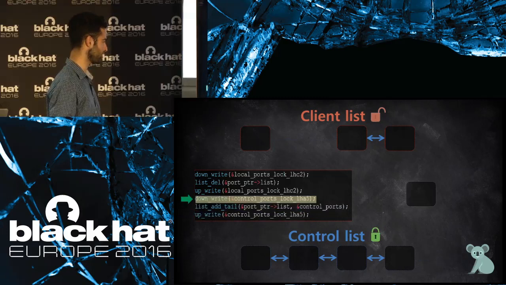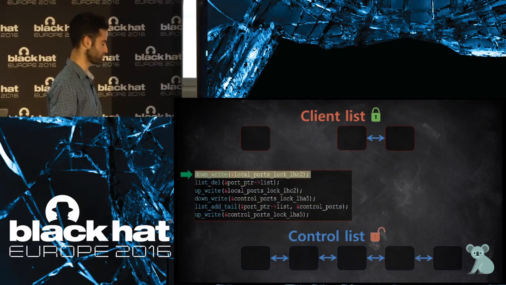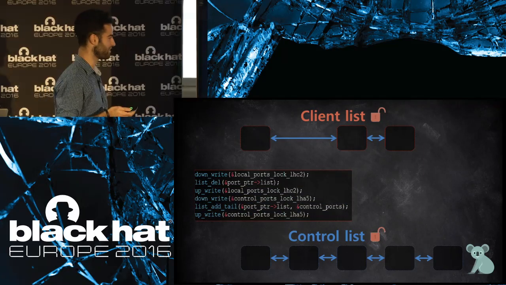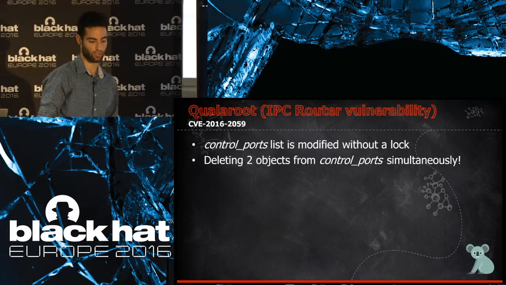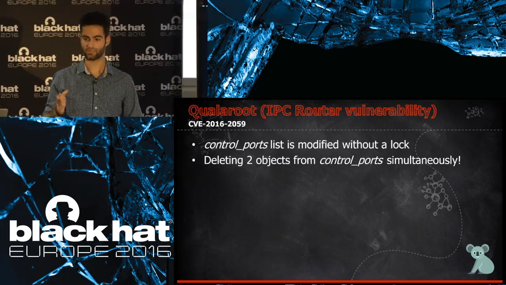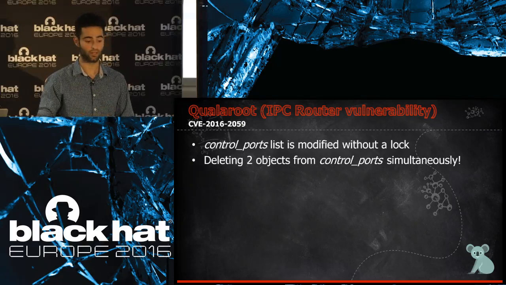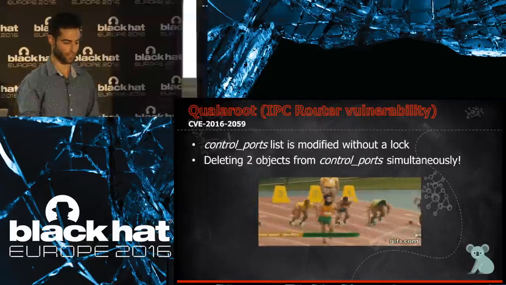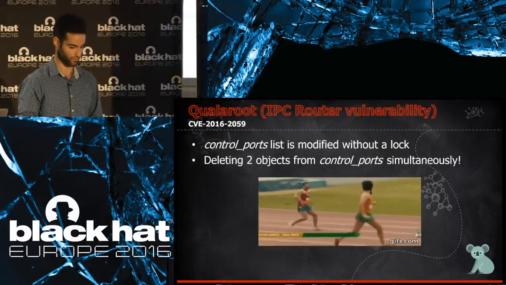Now, for those of you who missed it, even though the control list is unlocked, we modify it. And fun stuff can happen. So what do we have here? Or what is our primitive? The control port list is modified without a lock, so we can delete two objects simultaneously, and therefore there is a race condition here, which leads to a use-after-free.